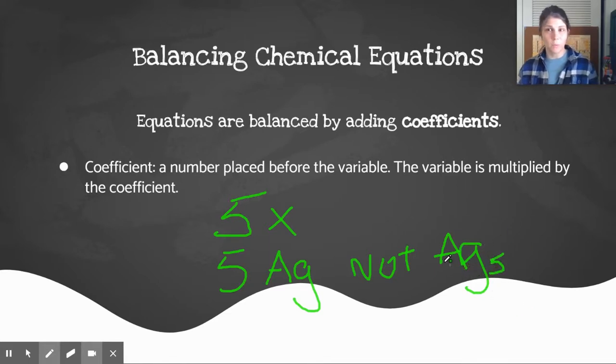And that was back when we were trying to figure out the compounds, which we're not doing. I don't think it's something I'm going to ask you to do moving forward. But we are adding coefficients to balance equations. We're not adding subscripts.